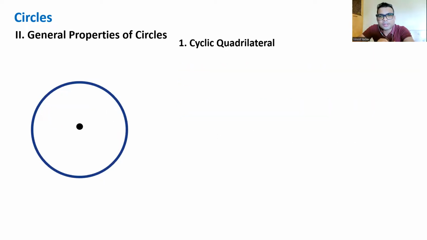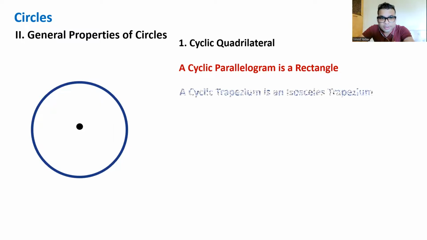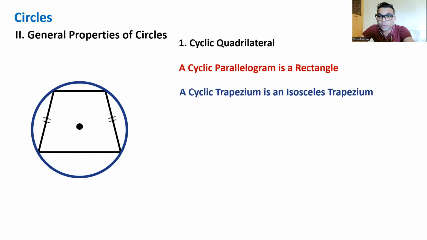Great. Next, a cyclic parallelogram is always a rectangle. So if you try and draw a parallelogram inside a circle, by default it will be a rectangle. Similarly, a cyclic trapezium will always be an isosceles trapezium. I hope you can recall what we discussed about isosceles trapezium in our quadrilateral video. Oblique sides are equal. Cool.